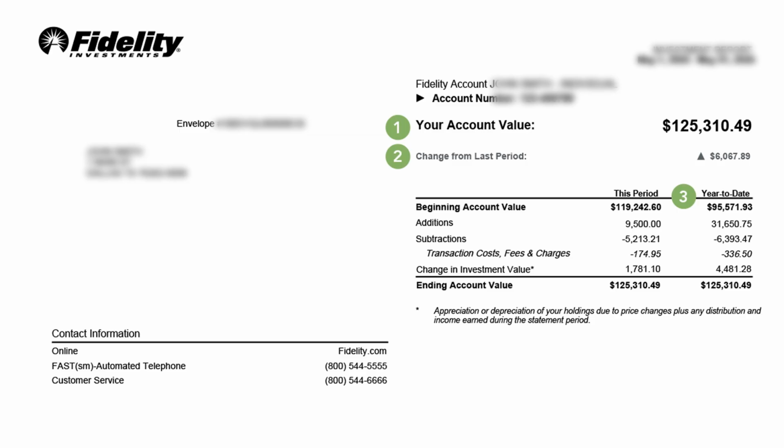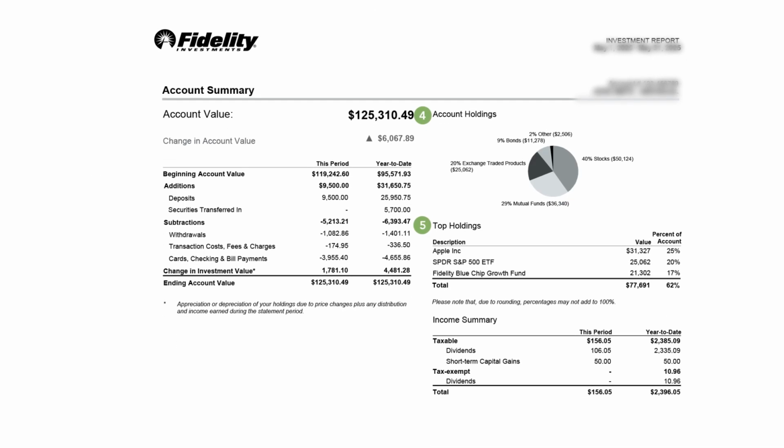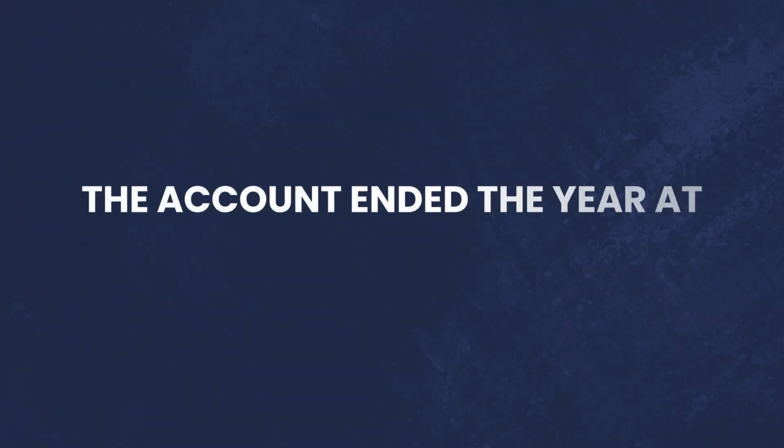So here we start on page 1. In the upper corner, you'll see your ending account value. In this example, the account ended the year at $1.27 million. Page 1 is just a summary. The real detail lives on pages 2 and 3. So that's where we'll focus.